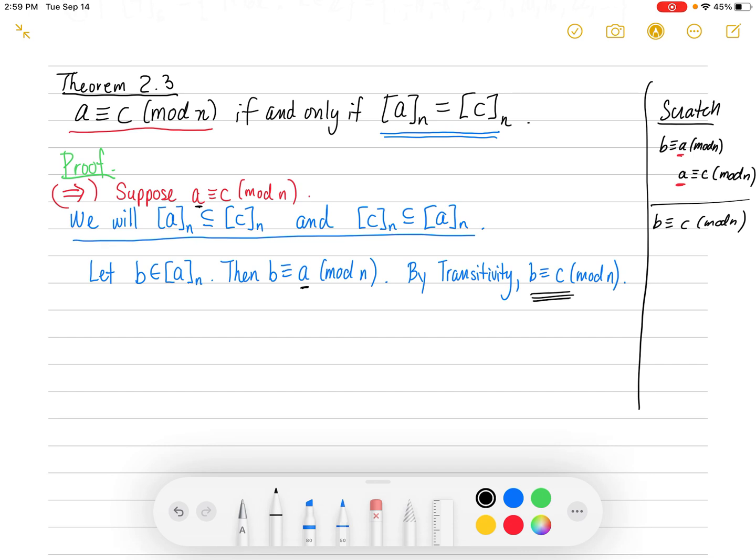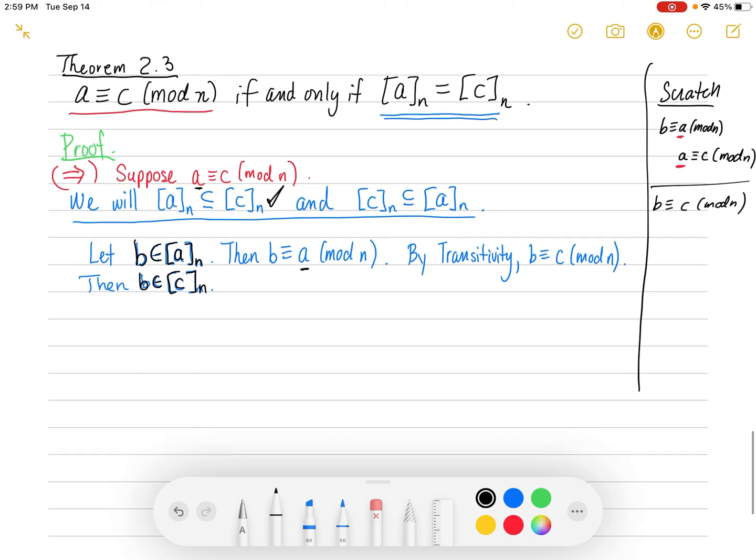Okay, what does it mean here? If B is congruent to C mod n, well, what does that mean? That means that B is an element of the congruence class of C mod n. So we have shown the first subset inclusion, the one that I checked off. We have shown that A's congruence class is a subset of C's congruence class. Why? Because we start off with an element B in the congruence class of A mod n, and we were able to show that B is also in the congruence class of C mod n. That gets us this first check mark.